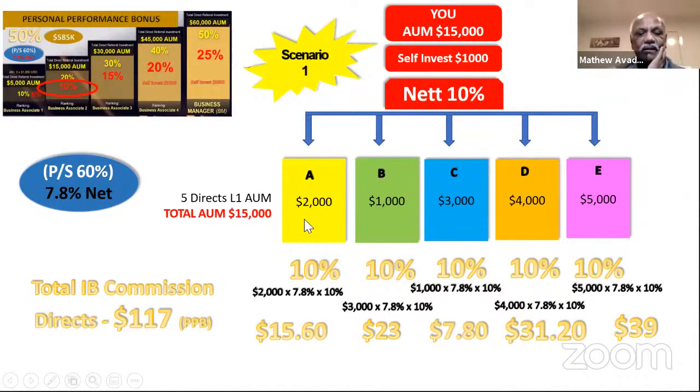And under you, let's say you have 5 clients, and in total the 15,000 is made up of 2,000, 1,000, 3,000, 4,000, and 5,000. Your client A, who has 2,000, does not qualify as a QIB and doesn't have anybody under them. So automatically you get 10% of their money as well. Does that make sense?